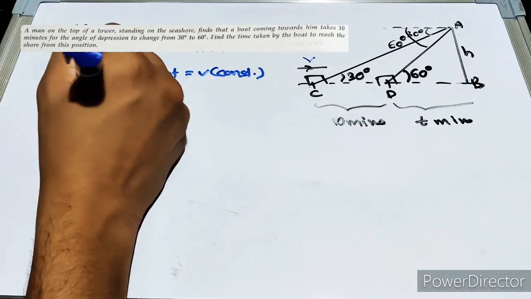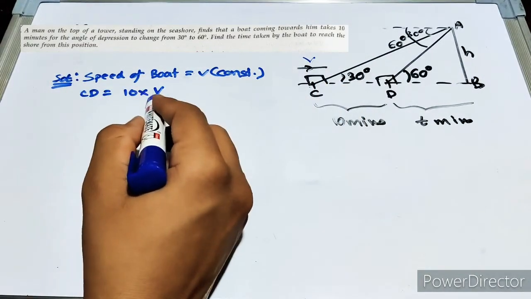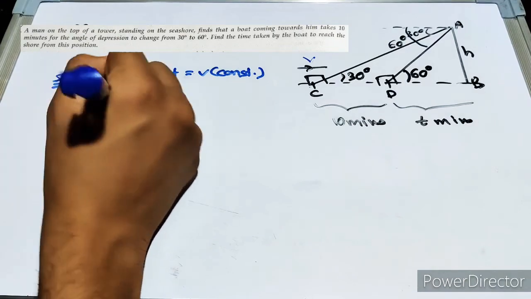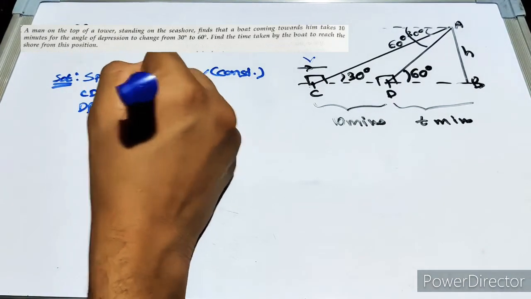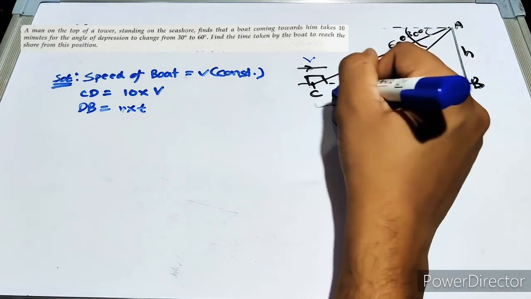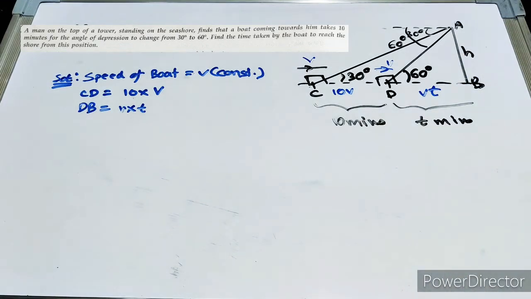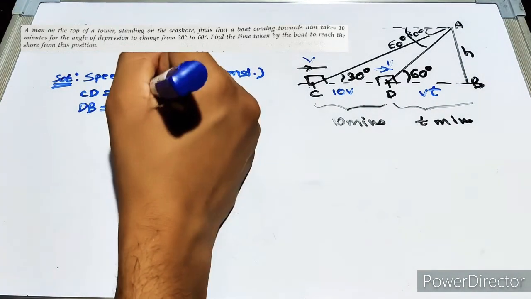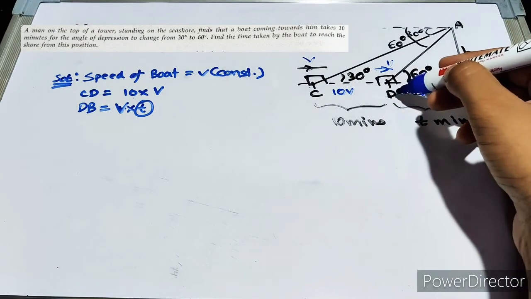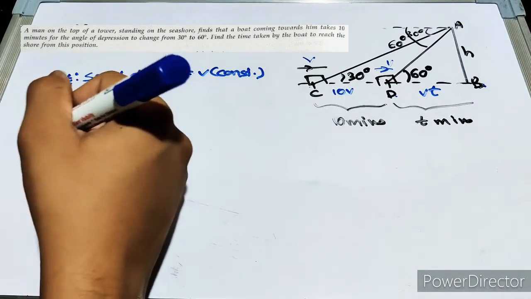So the distance CD will be 10 into v, because distance is equal to speed into time. So this is speed and this is time. Similarly, the distance DB will be v into t, because here also the velocity will be v and the time taken is t. So this distance is 10v and this distance is vt. Now we need to find the time, so we need this t basically, the time taken to cover D to B.